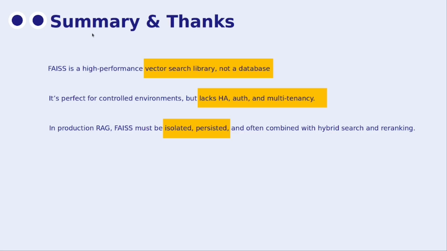Summary. FAISS is a high-performance vector search library, not a database. It's perfect for controlled environments, but lacks high availability, replication, auto scaling, and multi-tenancy. In production, FAISS must be isolated, persisted, and often combined with hybrid search and re-ranking. Thank you.